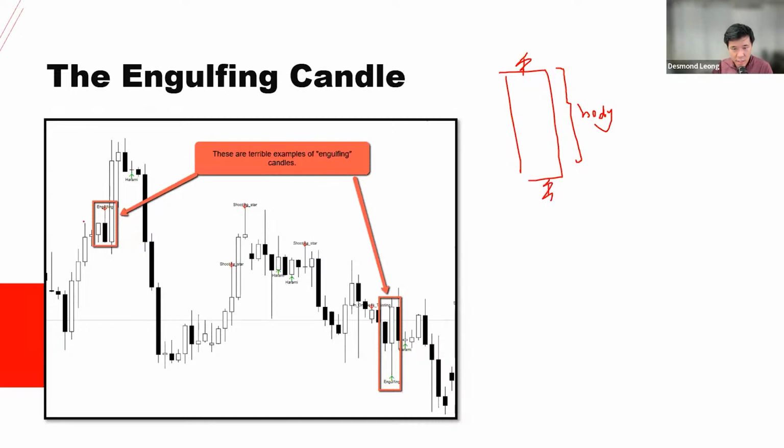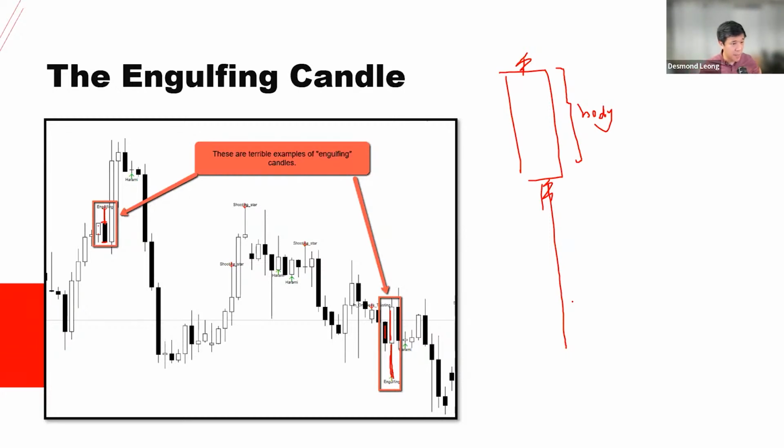So you can see over here, the candlestick was theoretically correct. The body was bigger than the previous body. But you can see there's a long shadow over here. Same thing over here, there's a long shadow. So even though the body was bigger than the previous body, because of the very long wick, it makes it a wick engulfing. It's not even an engulfing candle.